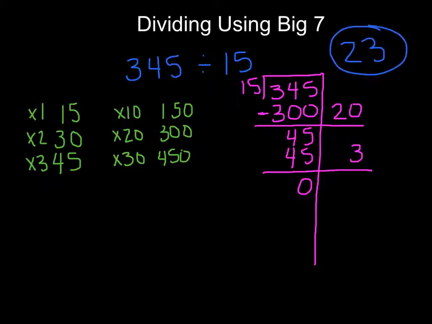And that's it. See how easy that was using multiples? And I like the Big 7. The reason I really like the 7 is because it organizes everything out here really easy. So I'm going to show you one more time. So let me delete everything. Alright, so I've deleted everything.